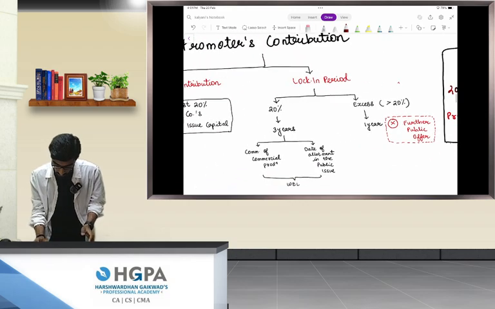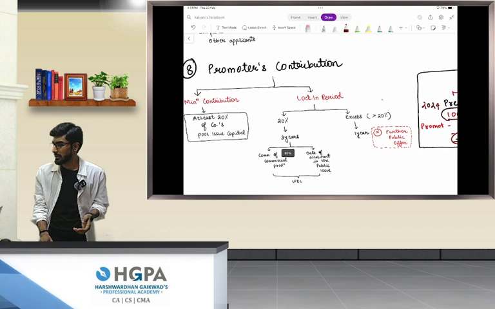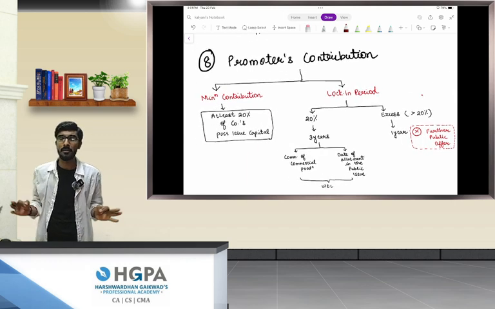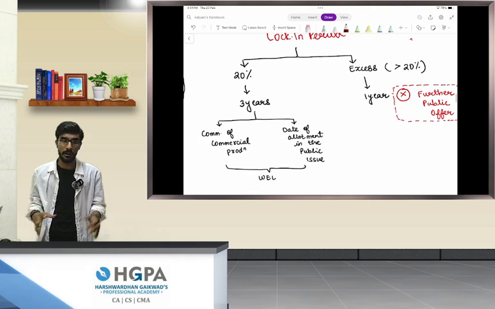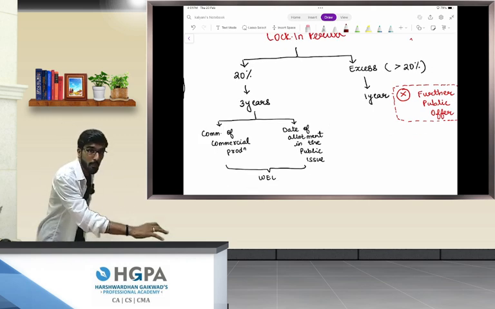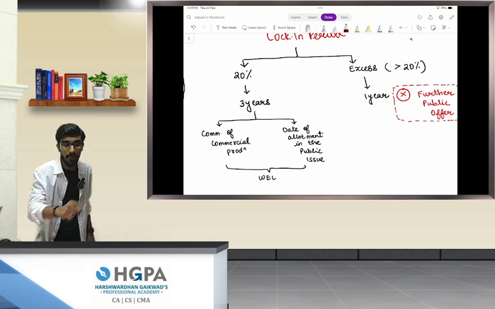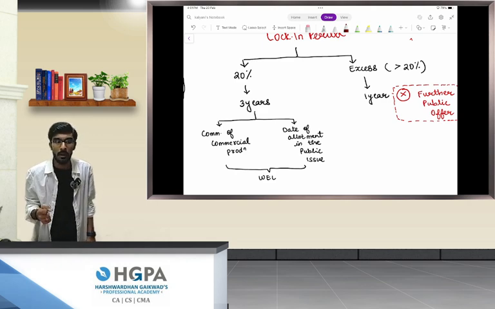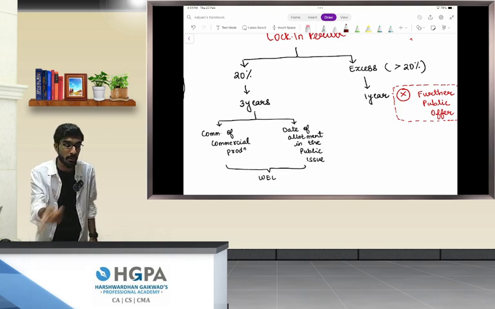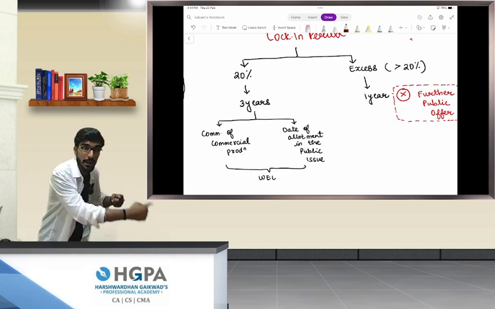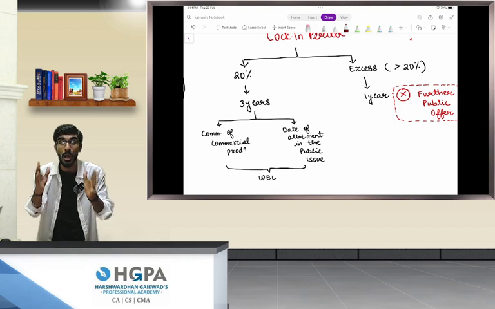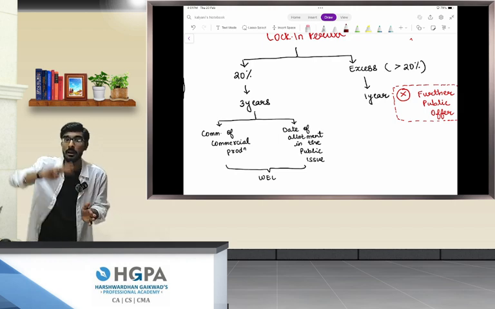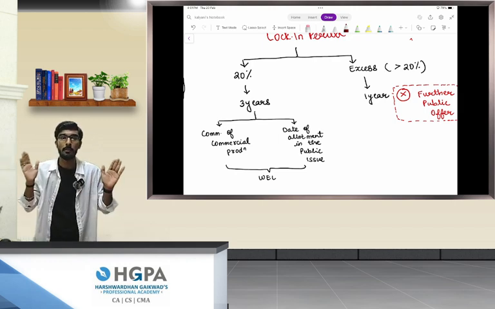Clear? So basically people, let's revise it again. Promoter's minimum contribution is at least 20% of the post-issue capital. Clear? Very easy. Next is lock-in period. Once promoters have contributed to the post-issue capital, how long will the money be locked in? Locked in for a period of 3 years from the date of beginning of commercial production or date of allotment of shares to the public, whichever is later. From that period, 3 years, he cannot touch the money.